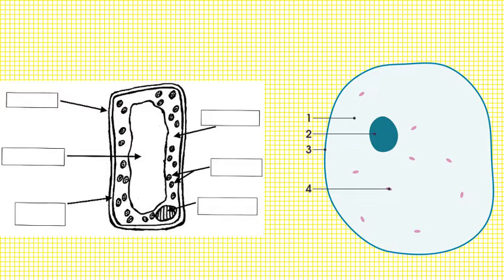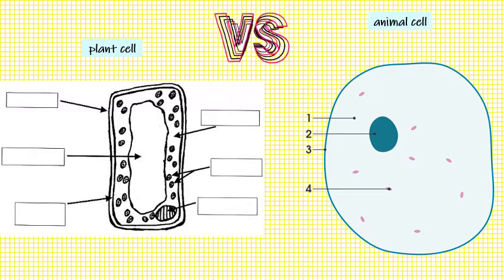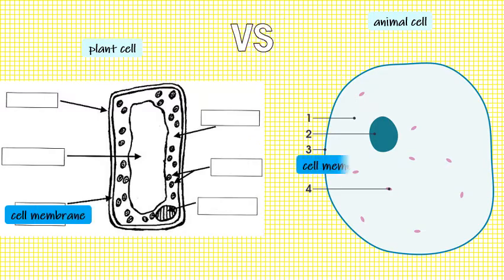Let's do this question together. We have to annotate both plant cells and animal cells. We have a drawing of a plant cell and a drawing of an animal cell. Let's start with the cell membrane. Both plant cells and animal cells have a cell membrane, which is the outside of the cell. It is the outer boundary of the cell, sort of like the skin. It allows some substances in and keeps others out.